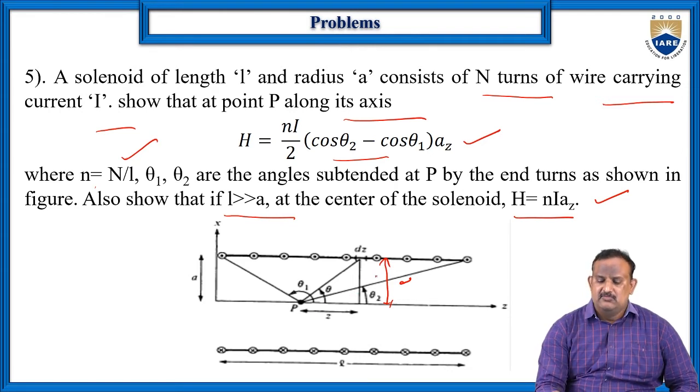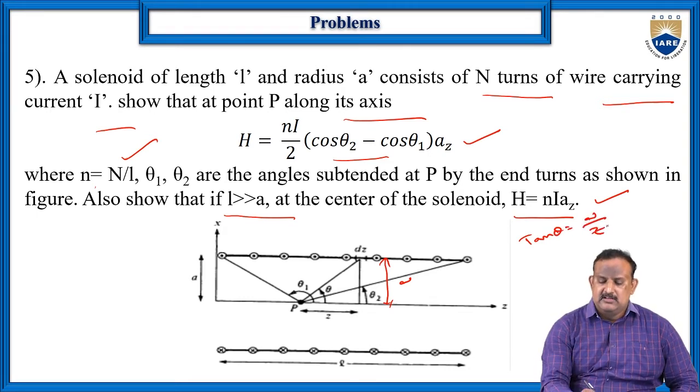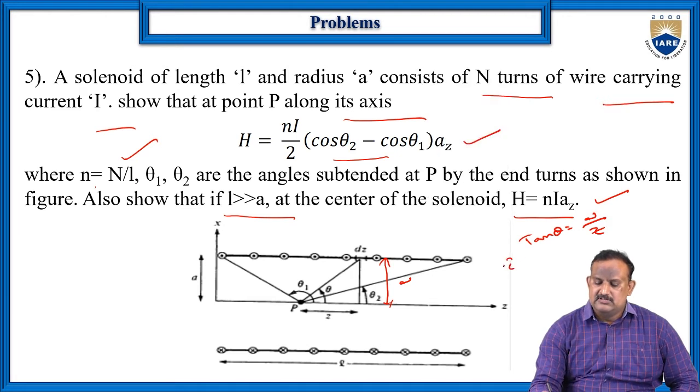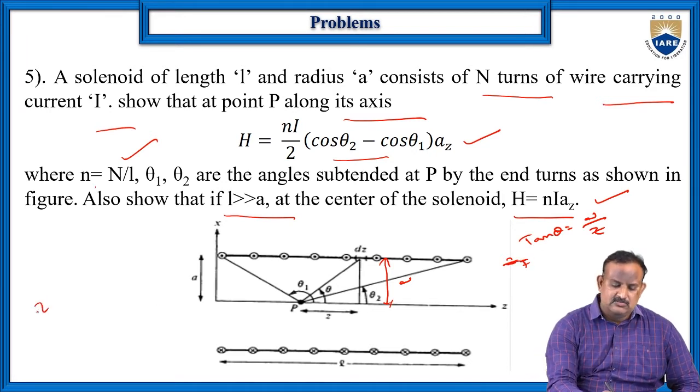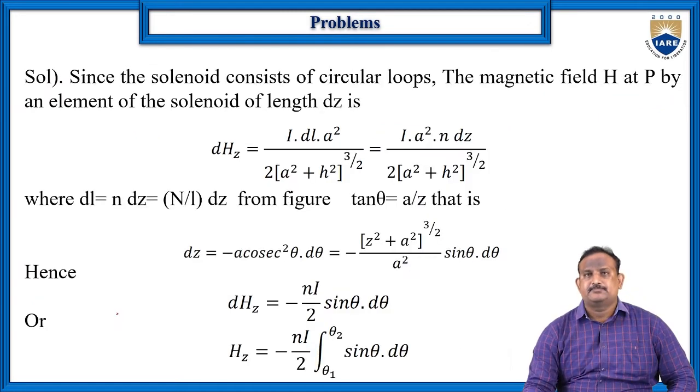From this triangle, we can write tan theta is equal to a by z, or z tan theta equals a, or z is equal to a by tan theta, or z equal to a cot theta.